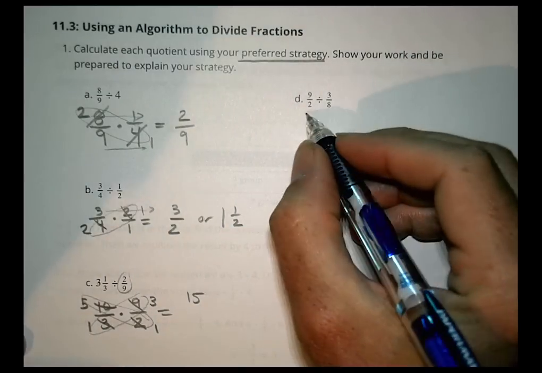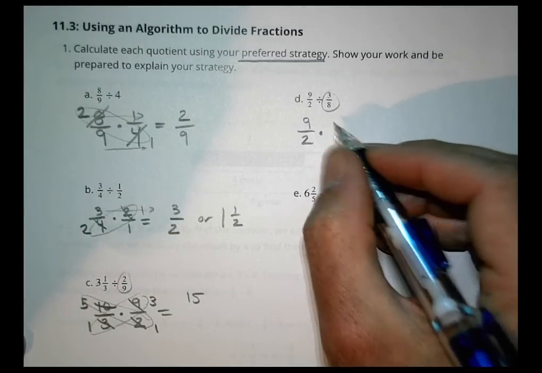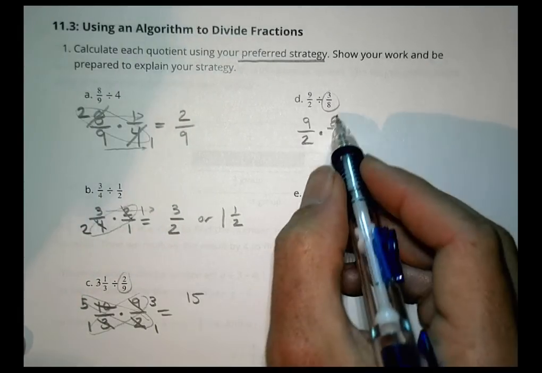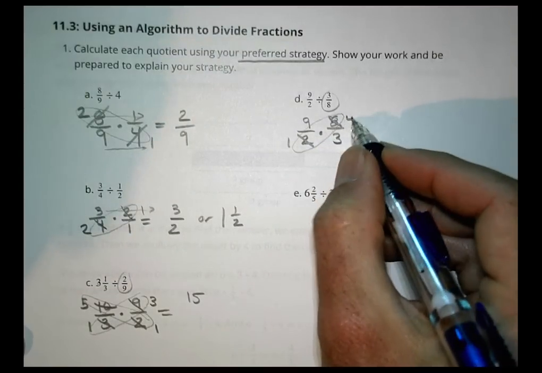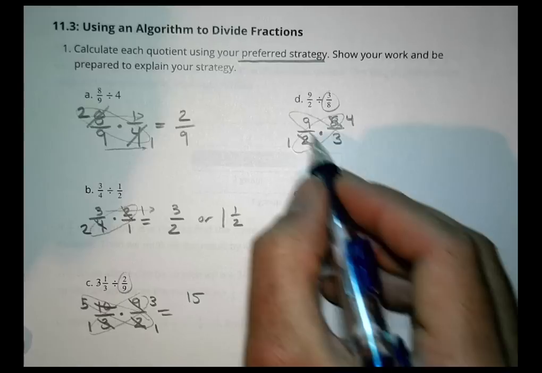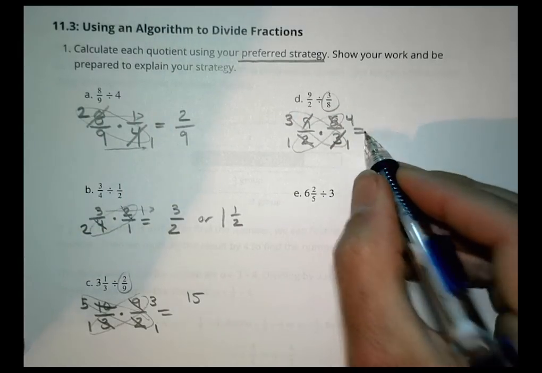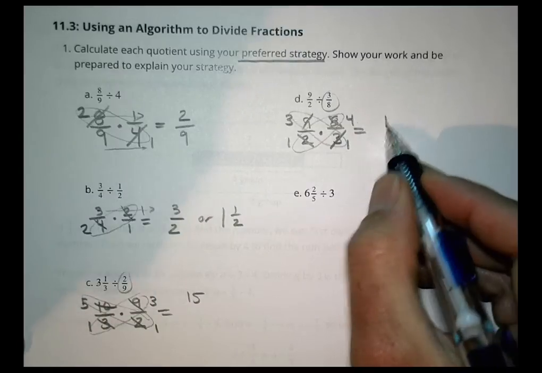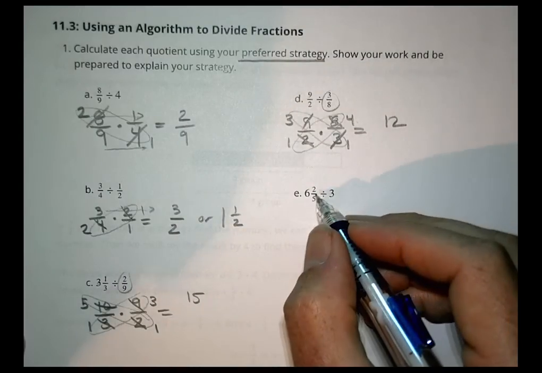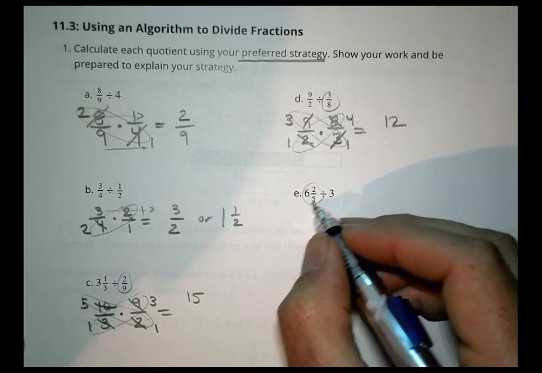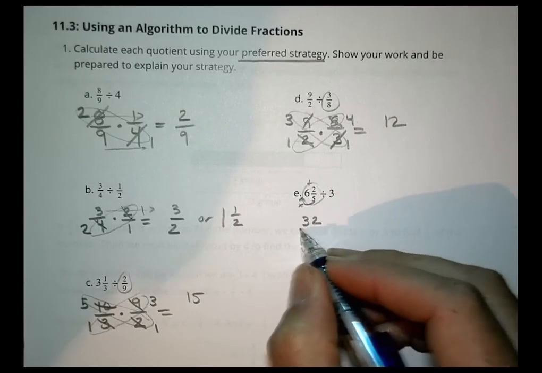Alright, the next one. We keep the 9 over 2, multiply by the reciprocal of 3/8, which is 8 over 3. And look here, can I reduce 8 over 2? Sure. I have 1 2 here, and I have 4 2's there. I have a 3 and 9. Are they related? Sure they are. I have 1 3 here, and 3 3's there. Multiply across. 3 times 4 is 12, and 1 times 1 is 1, so I just leave it as 12. And finally, let's fix this mixed number to an improper. 5 times 6 is 30, plus 2 is 32, and keep the denominator the same.